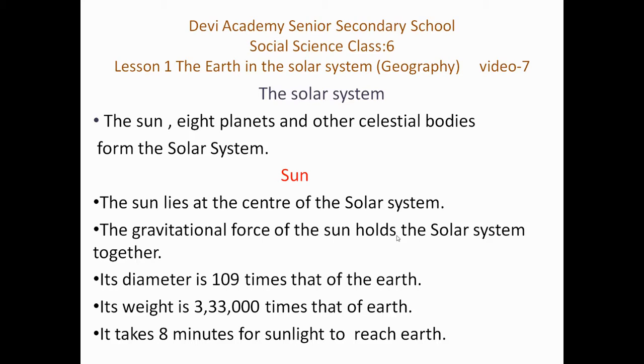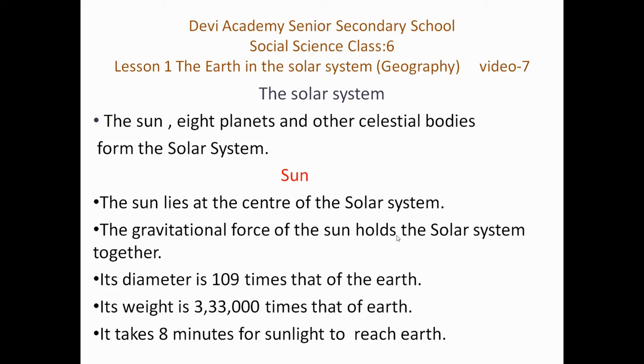In the previous class, we were seeing about our universe, constellations, stars, and galaxies. Today we'll be seeing about the features of the sun and the planets. First, coming to the solar system, you all know what the solar system is? The sun with its 8 planets and other celestial bodies is known as the solar system.